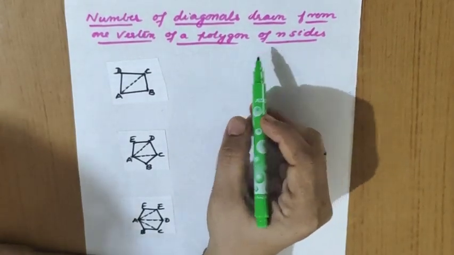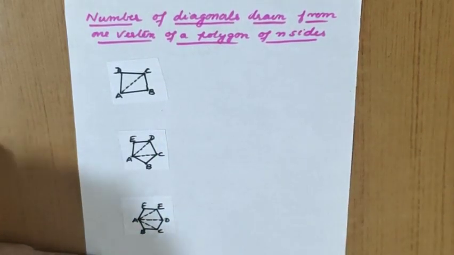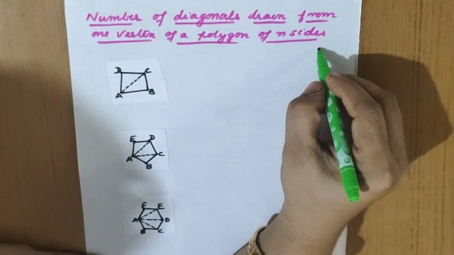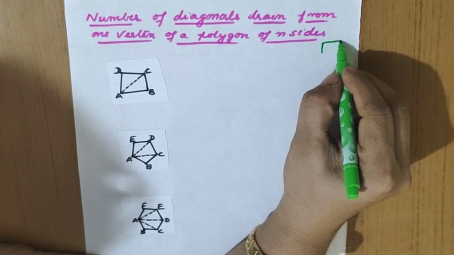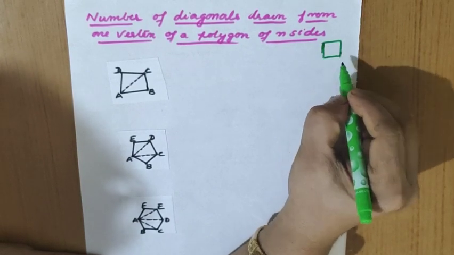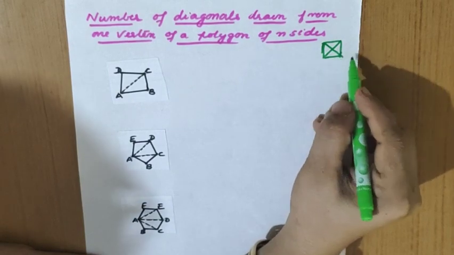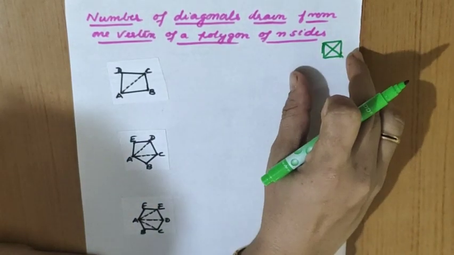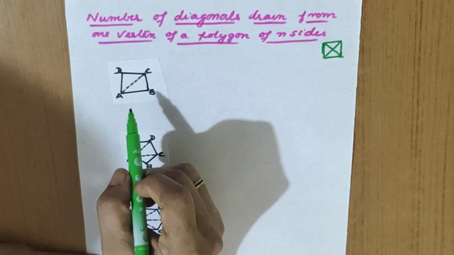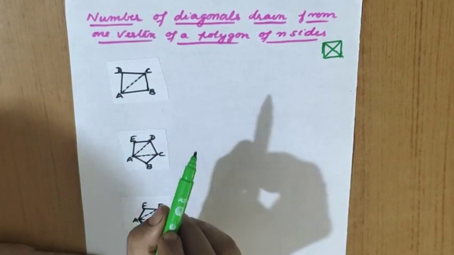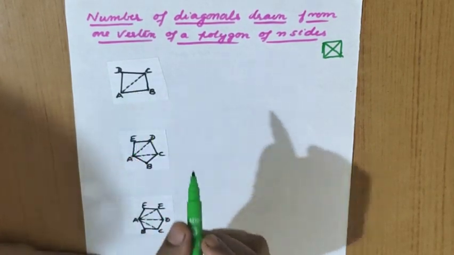Number of diagonals drawn from one vertex of a polygon of n sides. Usually we know the diagonals of a square: we can draw them by joining opposite vertices, that means all the diagonals present in that polygon. Now we are taking that only from one vertex. So how many diagonals are we having here?